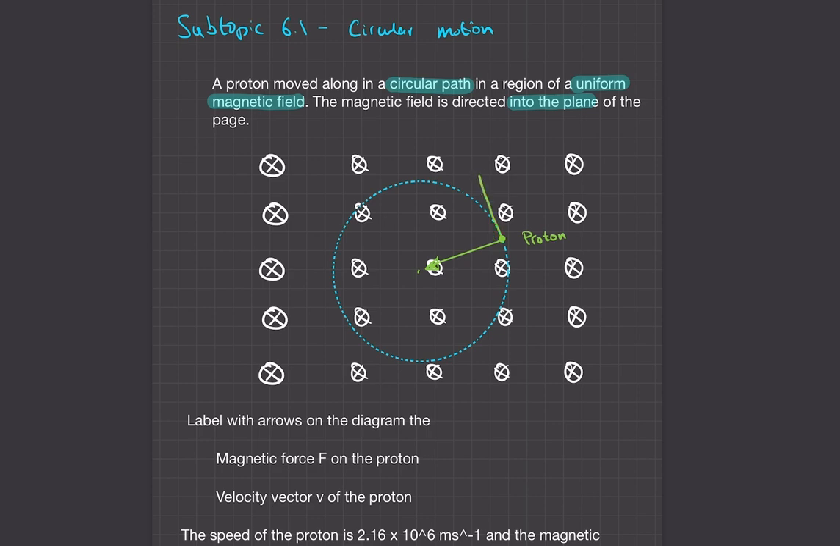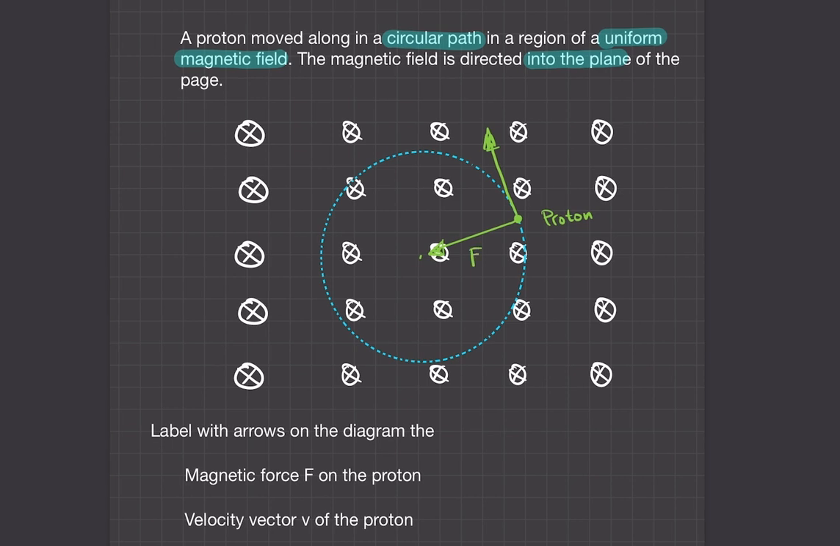I'm just going to do a rough drawing like that. And actually, we should label these. So this is F, and this is V. And that should be the answer.